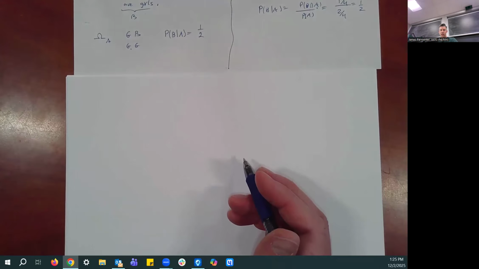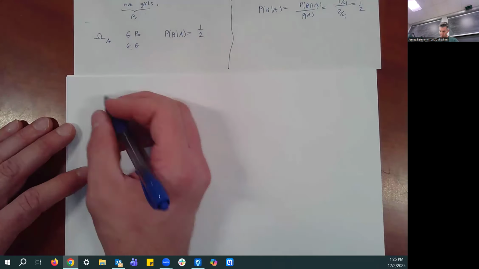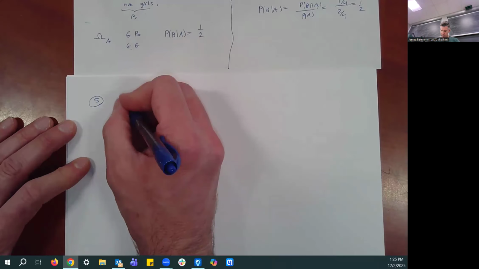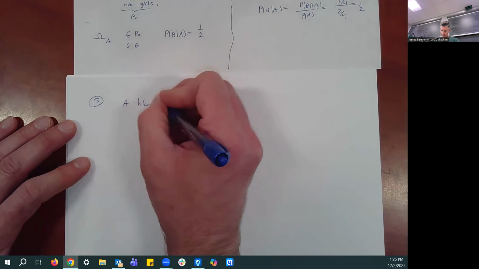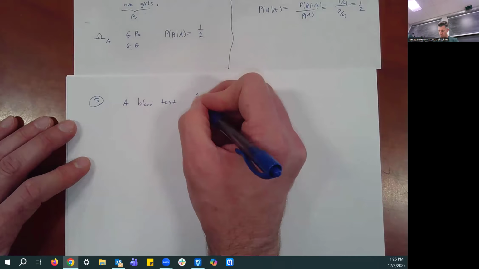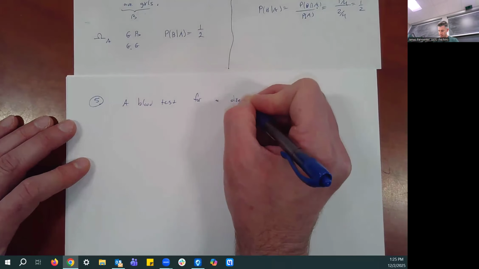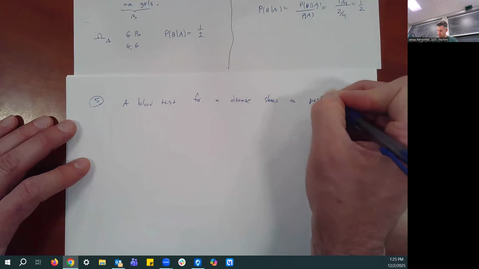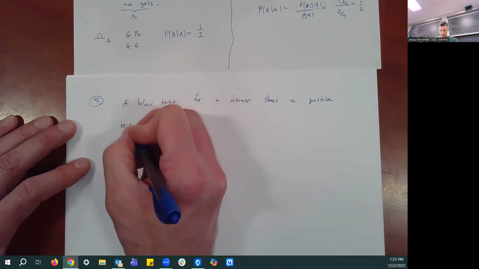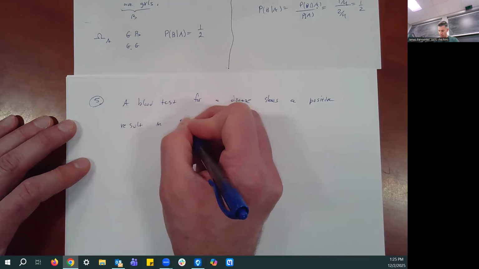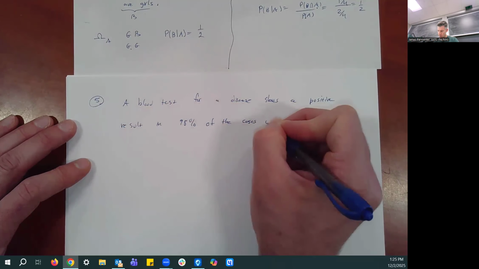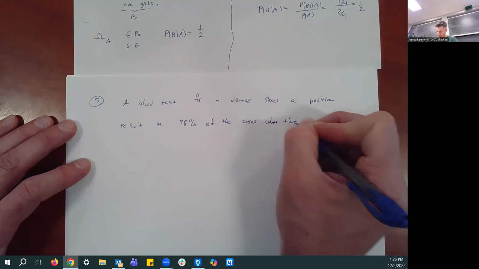So this is kind of the lead up to what you're probably going to see at some point. Kind of a lot of words here. So a blood test for a disease shows a positive result in 98% of the cases when the disease is actually present.